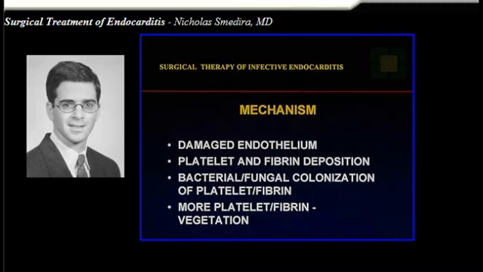Briefly, we'll review the mechanism. What's the mechanism of endocarditis? Well, you need damaged endothelium. Normal endothelium is very resistant to infection. So you need a damaged endothelium. You get platelet and fibrin deposition followed by either bacterial or fungal colonization, which then promotes more platelet and fibrin, and it keeps going on and on until you have yourself a vegetation, or when the active enzymes of the organisms begin to destroy the tissue in the valve or annulus, and you have yourself an abscess.